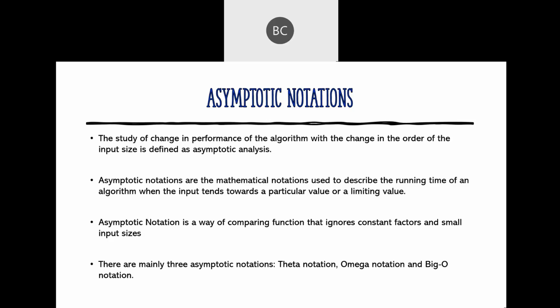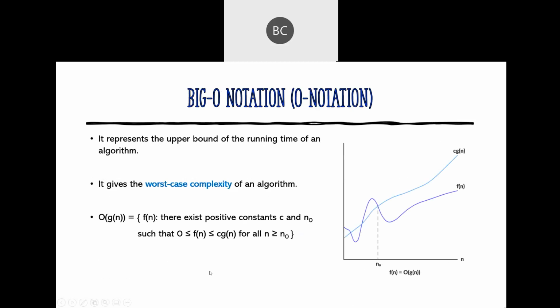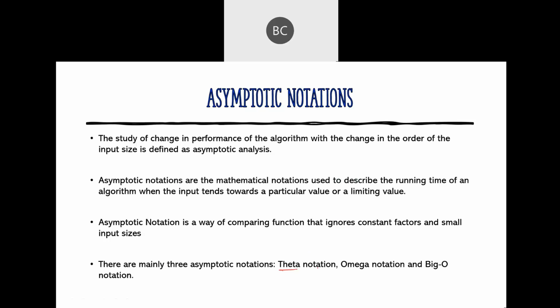asymptotic analysis. Okay, so asymptotic analysis we mainly use for time, but it is also used for space. For both, input size is very important. We just consider everything in terms of input size only. So there are basically three notations: theta notation, omega notation, and big O notation.